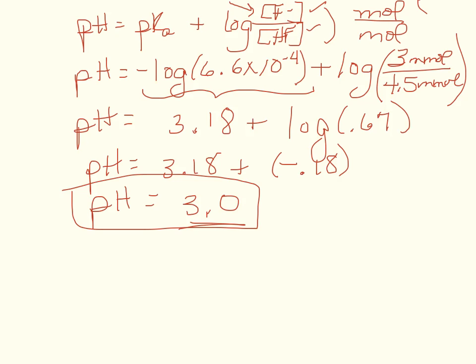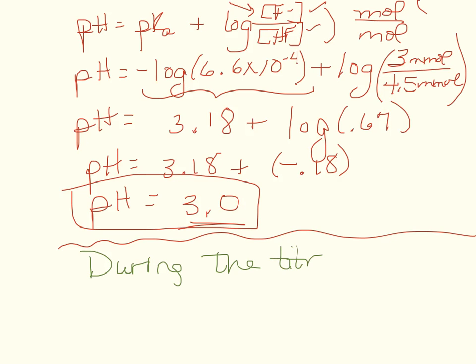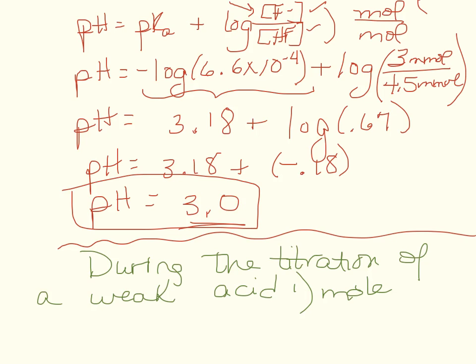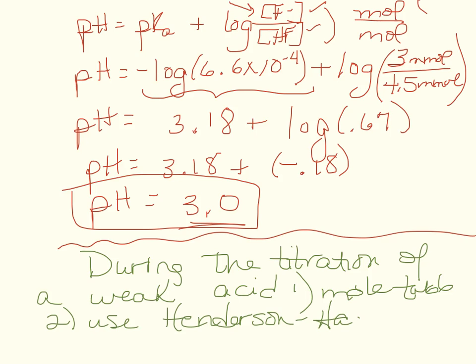So that's great. So what can we summarize? How did we find this pH? How do we write a nice little summary statement about how to do that? Okay, so during the titration of a weak acid, that means once we've started adding the titrant, it's a two-step calculation to figure out pH. So the first step is to use a mole table to figure out how much is reacted. And the second step is use Henderson-Hasselbalch equation to figure out pH once you have the mole ratio.